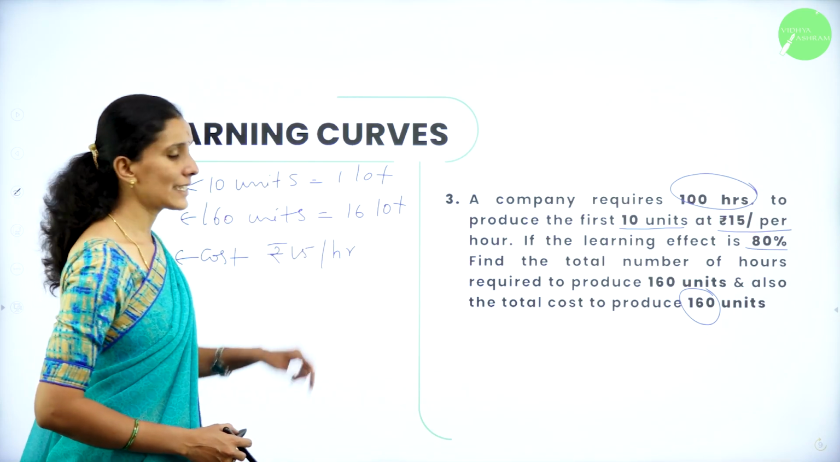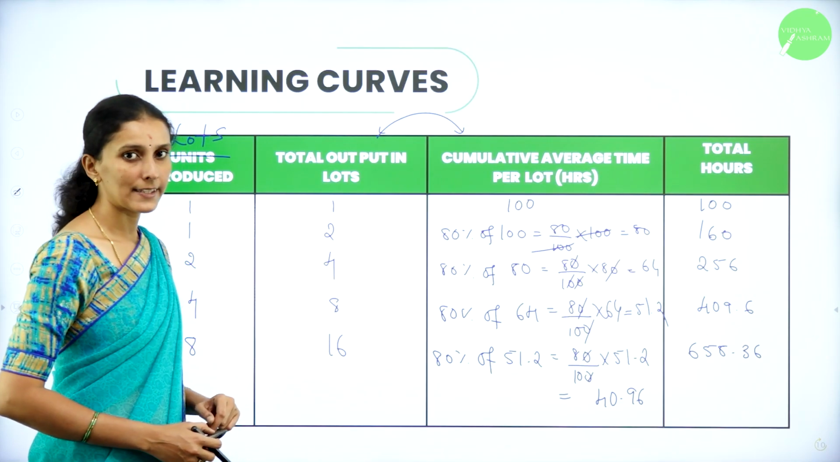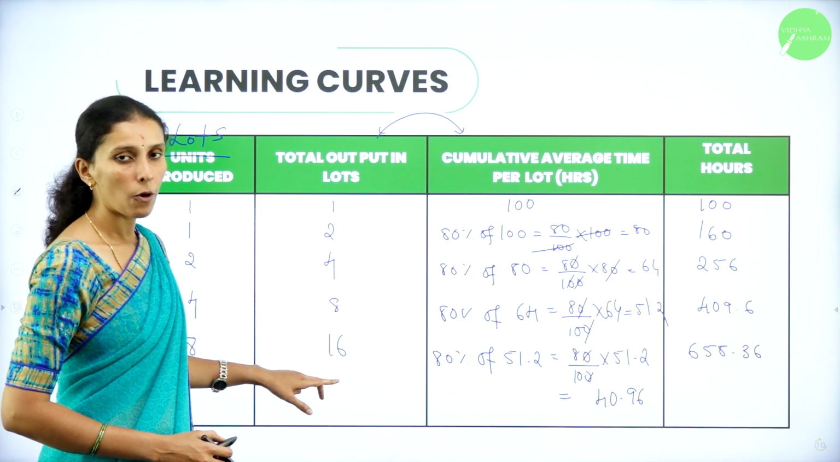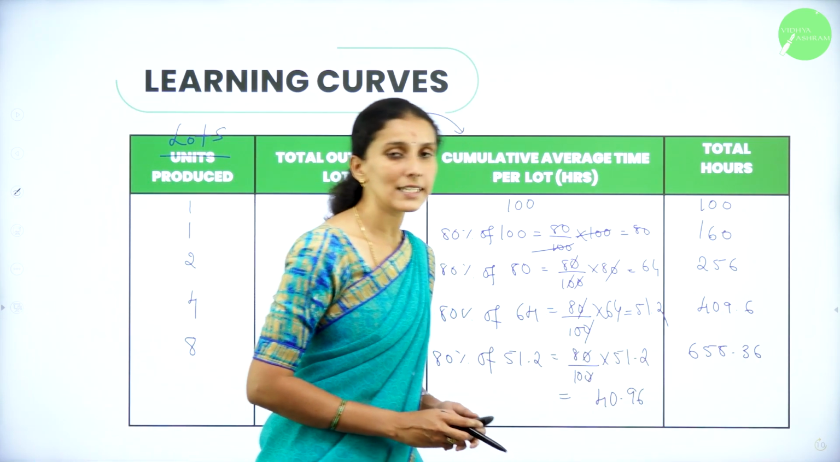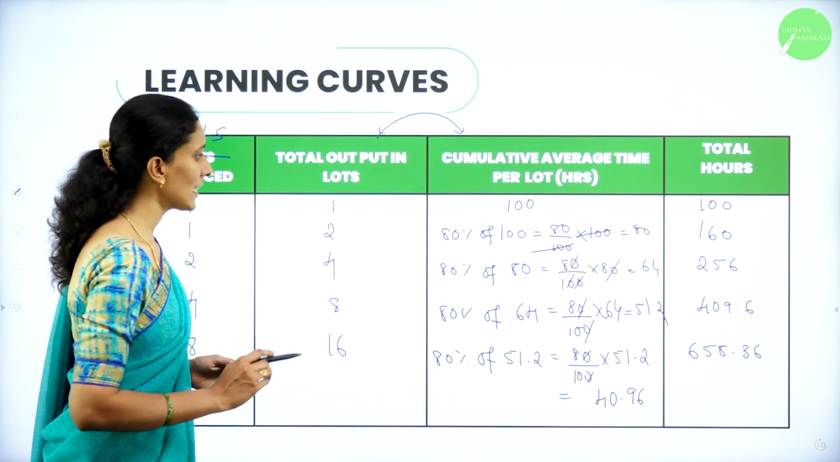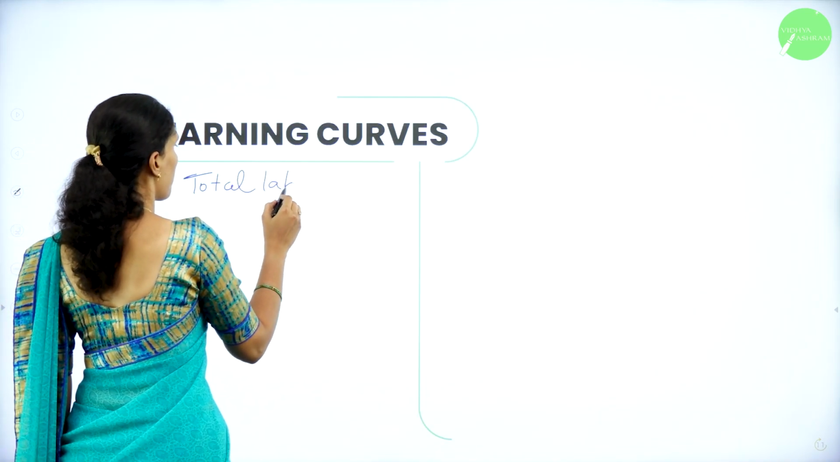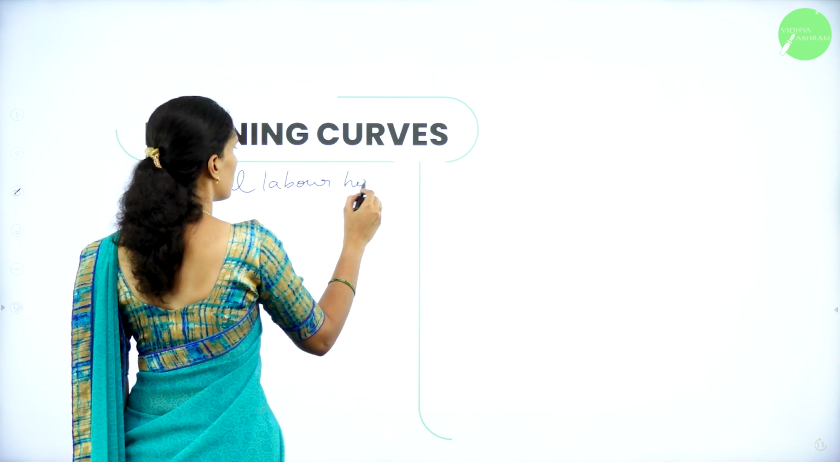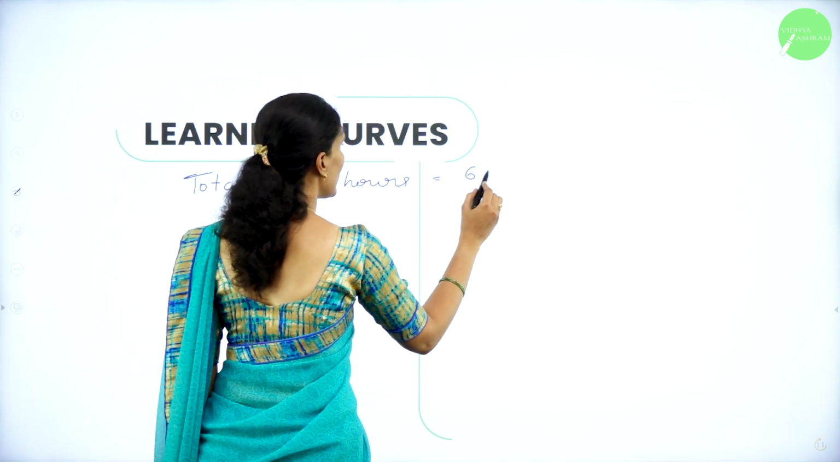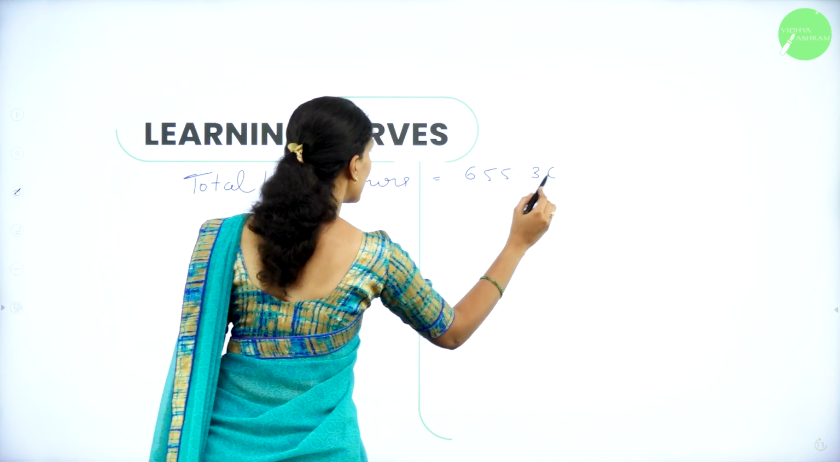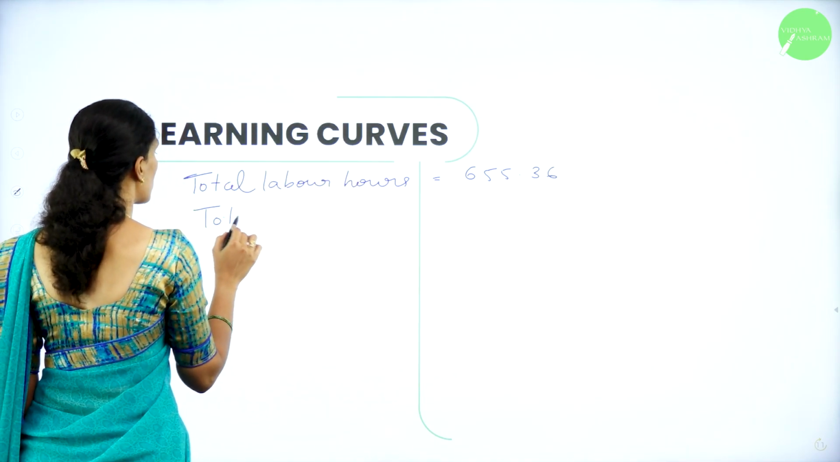That means 16 lots. So, we have done with 16 lots. So, to produce a total output of 16 lots, we need 655.36 hours. So, total labor hours is equal to 655.36 hours.